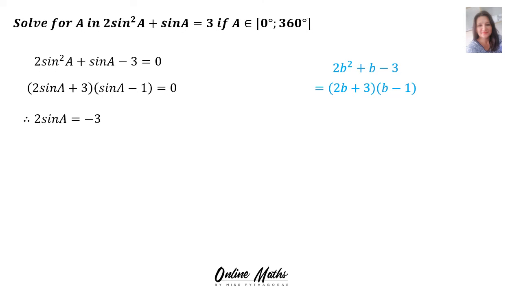Now you split it up into 2 sin A is equal to minus 3, or sin A is equal to 1. Then you divide by 2, and you end with sin A is equal to negative 3 over 2, but that one has no solution. The reason is, since this number is bigger than 1 or smaller than minus 1, there's no solution. And then when you go back to the right, sin A is equal to 1. Where is sin A equal to 1? At 90 degrees.